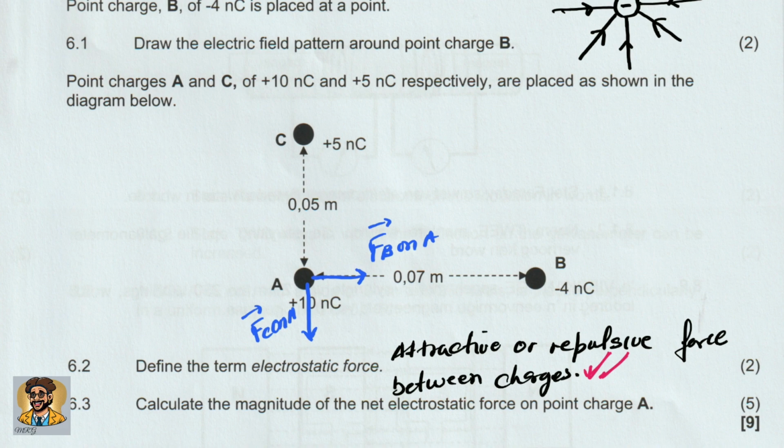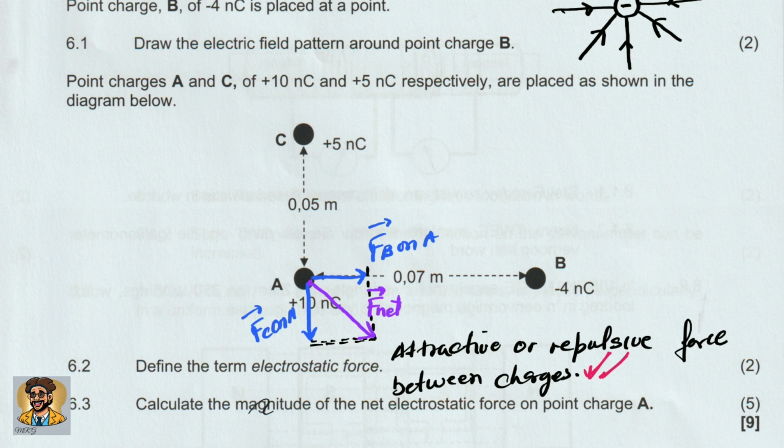Now where is the resultant force here? To find it, you have to draw a line parallel to each of them. This is vector addition, and the resultant force is going to be from the point where they meet to the point where the parallel lines cut each other. This is the net, or resultant, electrostatic force.